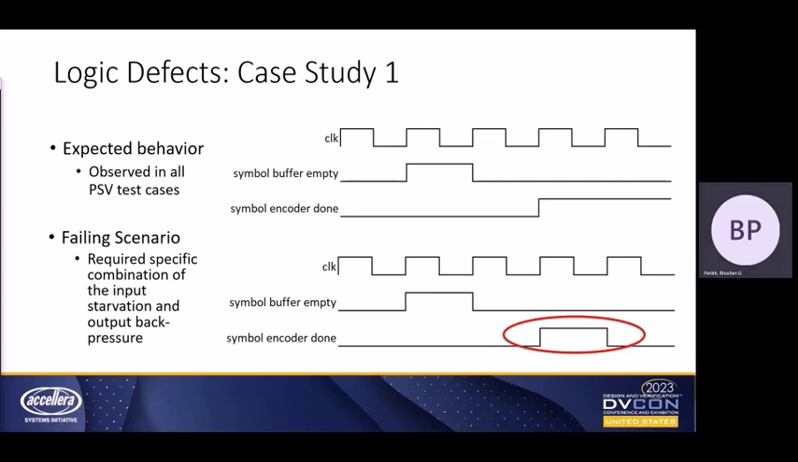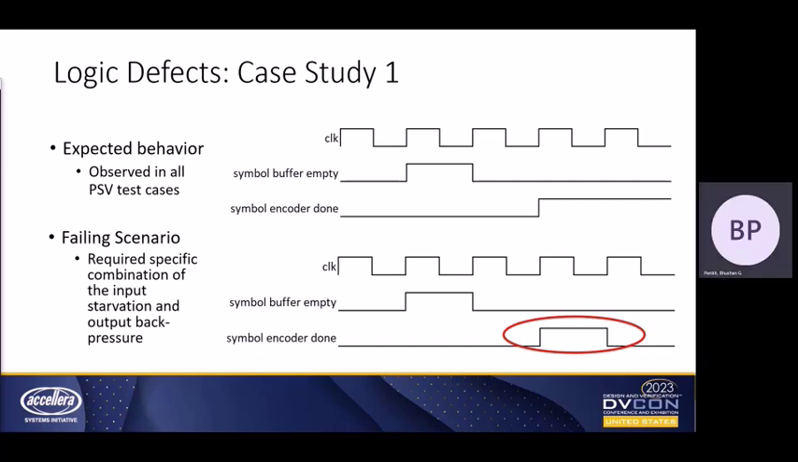In almost all the PSP cases, we observe this behavior. However, while running the architectural formal verification, we found a case where the symbol encoder done was behaving as a pulse instead of a sticky high signal. After some investigation, we identified that the failing behavior requires a specific rate at which packets are sent to the IP and read from the IP.